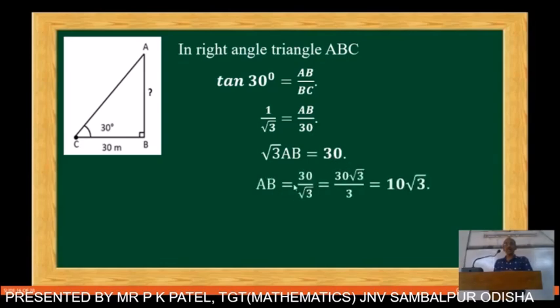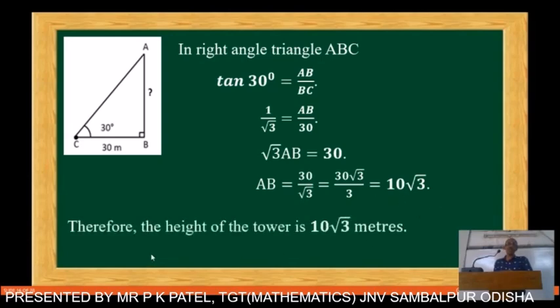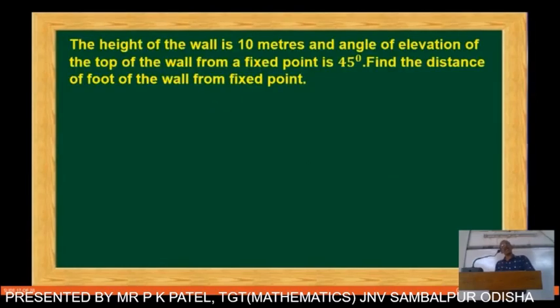So AB equals 30 by root 3, and multiply both sides by root 3 to rationalize the denominator. 30 root 3 by 3, that equals 10 root 3. So therefore the height of the tower is 10 root 3 meters. Like this we will solve the problems of height and distance. This is one example. Take another one.